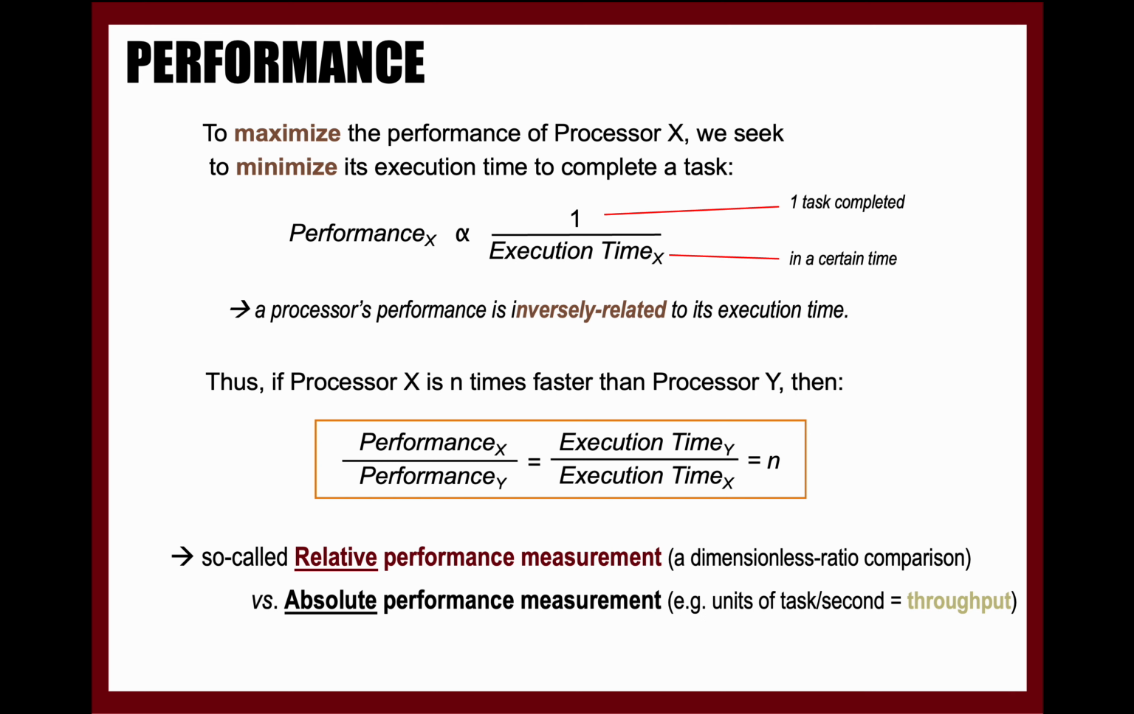Lastly, it's vital to differentiate between two types of performance measurements. Relative performance measurement. This is a dimensionless ratio comparison. It gives us comparative metrics between two systems without specific units. Absolute performance measurement. This is a more concrete metric expressed in units like tasks per second, which is essentially the throughput of the system. In conclusion, understanding and optimizing performance is essential for efficient computing systems, and comparing processors helps in making informed decisions.